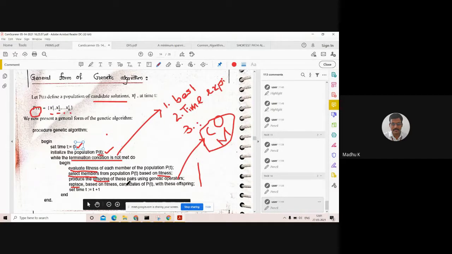Then we replace, based on fitness, candidates of P of T with this offspring. Then set time equal to T plus 1. This process is repeated until the stopping condition is met. So this is the format of the genetic algorithm.